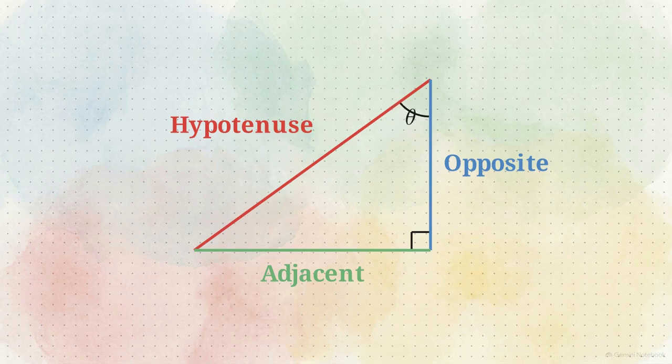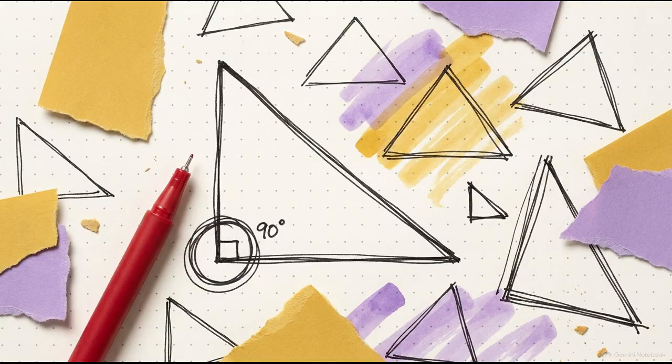If your reference angle moves to a different corner, the opposite and adjacent sides must move with it. They swap positions based entirely on where theta sits. Locking in these relative definitions is your first priority. Every calculation from this point forward relies on accurately identifying which side is which.